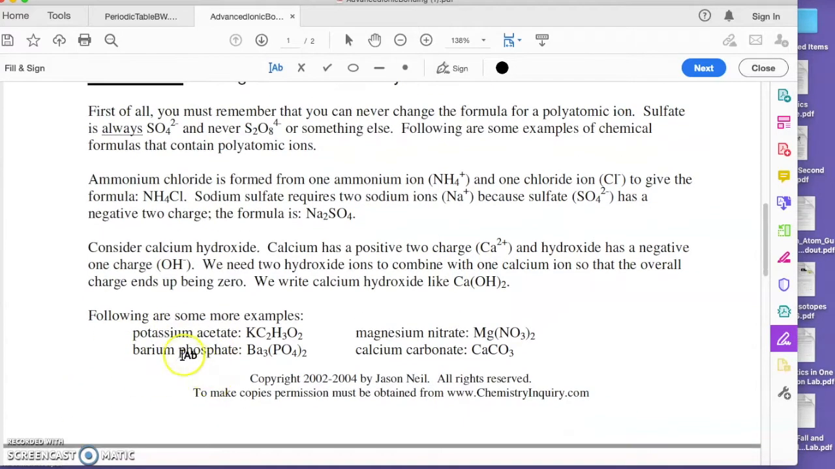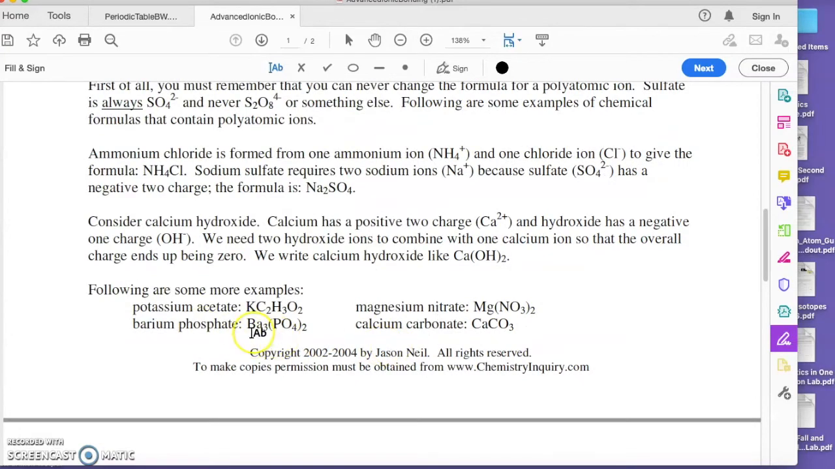So here are some more examples. Potassium acetate, K, C2H3O2, it's a 1-to-1 ratio. Magnesium nitrate, magnesium's positive 2, nitrate's negative 1. So we need 2 nitrates for the single magnesium. So it's Mg with NO3 in parentheses with a 2.